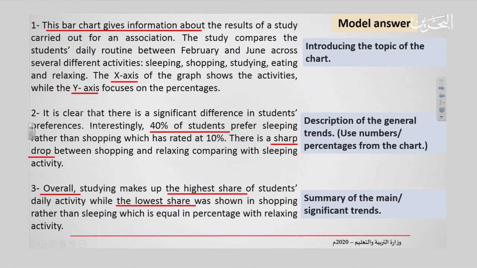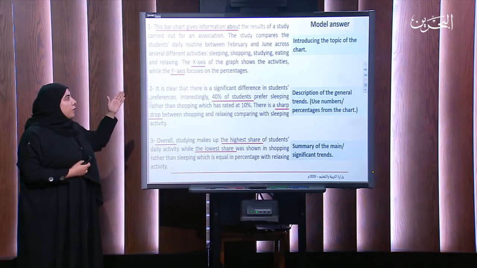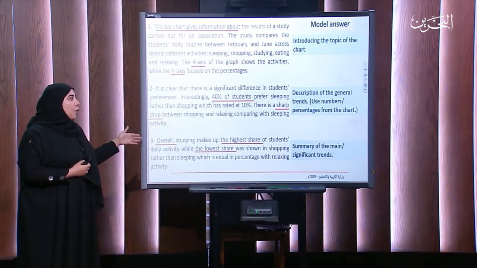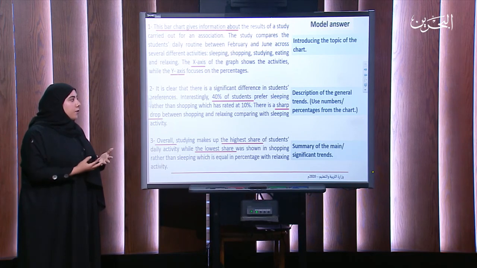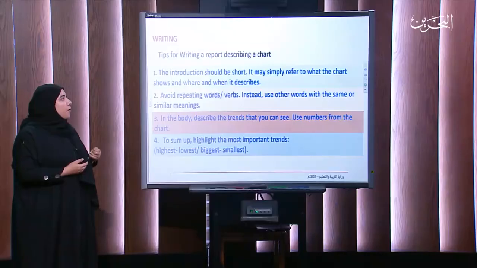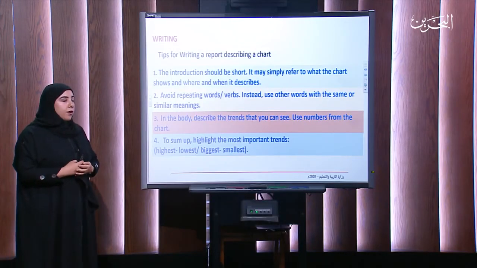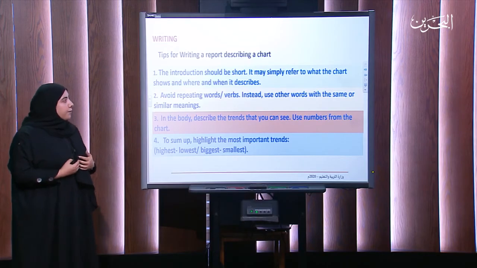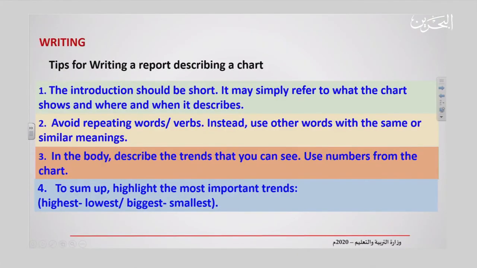So in writing a report, you can write 3 paragraphs, or you can expand the ideas of the body into 2 different and separate paragraphs. These are the tips for writing a report describing a chart. Let's read it together. Number 1, the introduction should be short. It may simply refer to what the chart shows and where and when it describes.